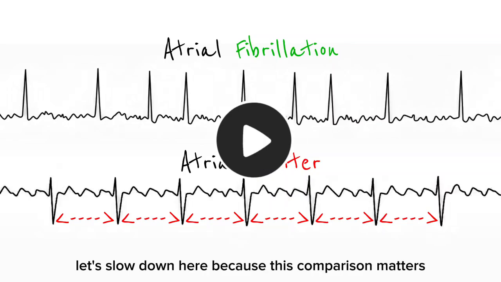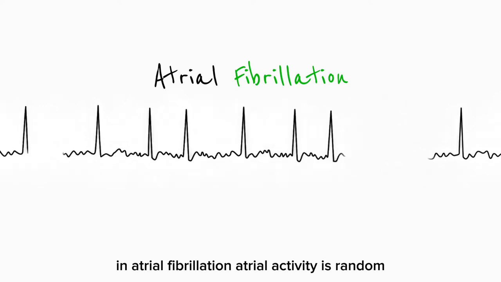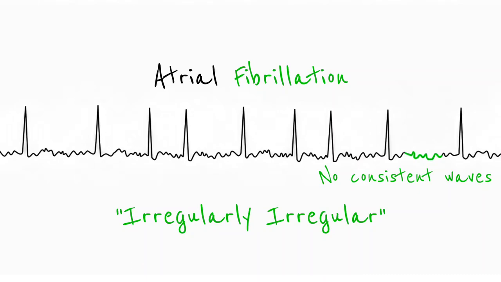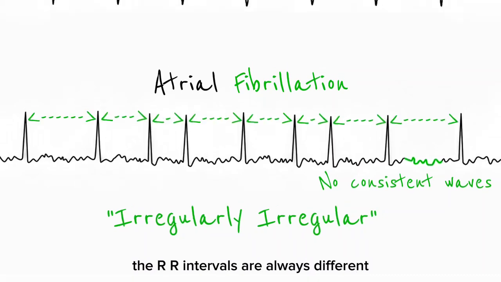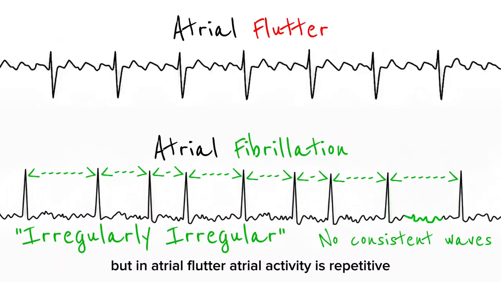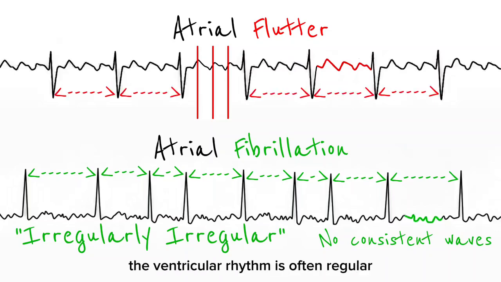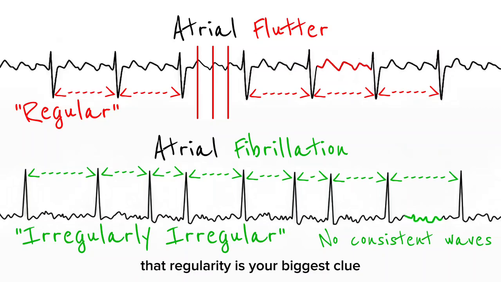Let's slow down here because this comparison matters. In atrial fibrillation, atrial activity is random. There are no consistent waves. The rhythm is irregularly irregular. The RR intervals are always different. But in atrial flutter, atrial activity is repetitive. Flutter waves look nearly identical. And most importantly, the ventricular rhythm is often regular. That regularity is your biggest clue.